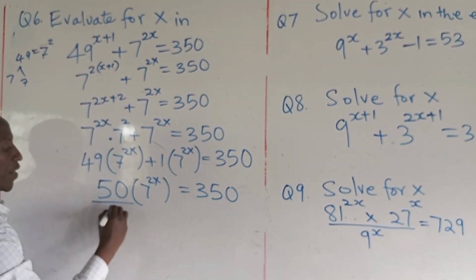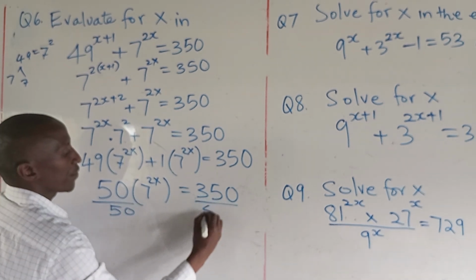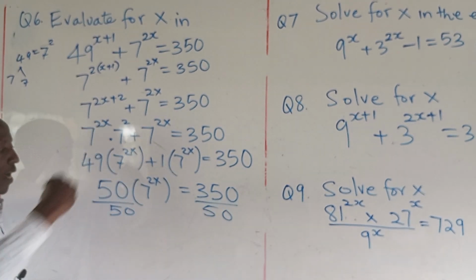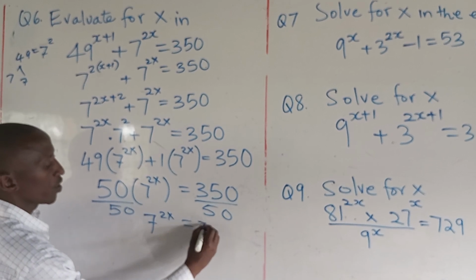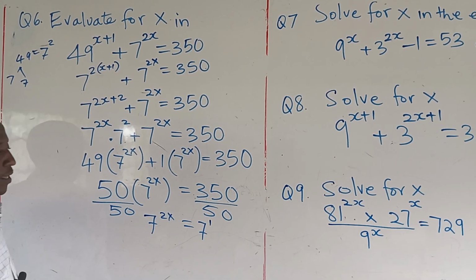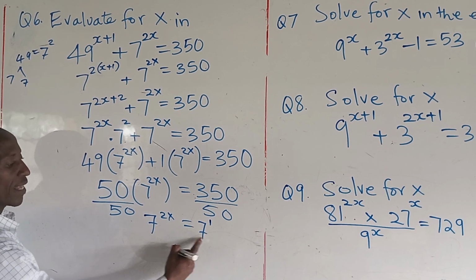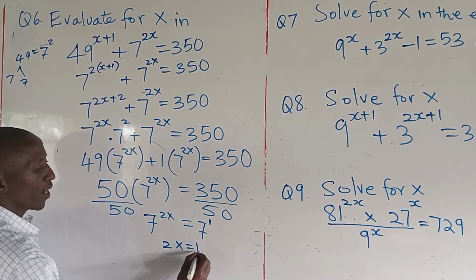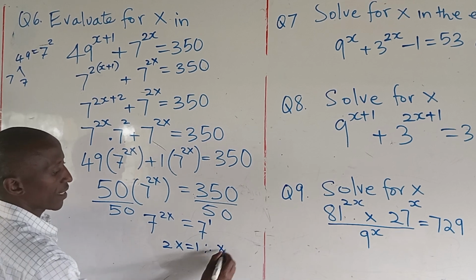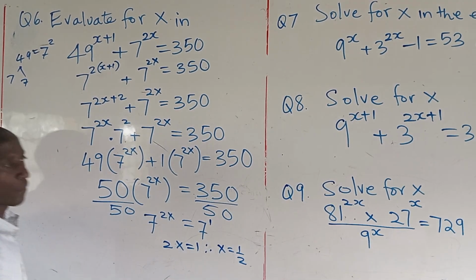If we divide both sides by 50, we get that 7 to the power 2x is equal to 7 power 1. Therefore, when the bases are the same, the indices or the powers are equal. 2x is equal to 1, and therefore x is equal to a half.